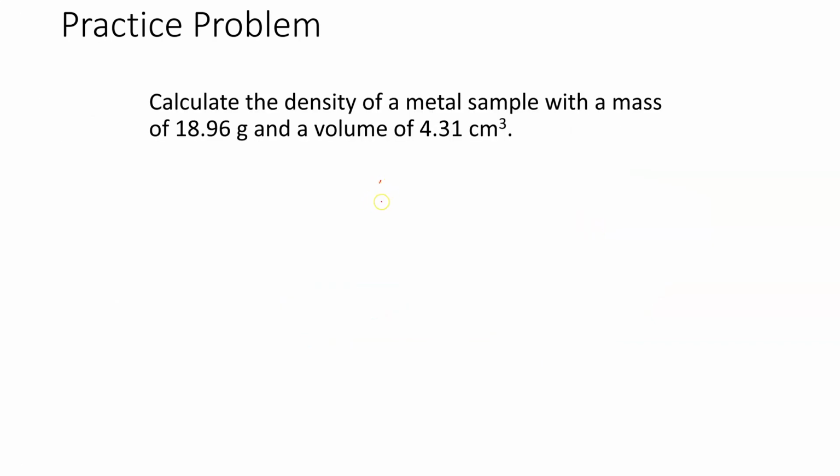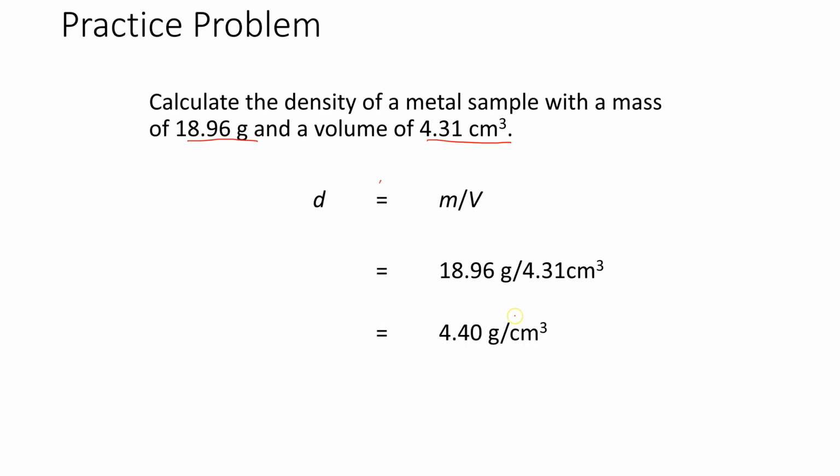Calculate the density of a metal sample with a mass of 8.96 grams and a volume of 4.31 cubic centimeters. So what do you need to do first? Write the formula: D equals M over V. What is our mass? 8.96. What is our volume? 4.31 cubic centimeters. So I just have to divide those two: 8.96 divided by 4.31. The units turn into just grams per cubic centimeter. That's the unit for density, so please don't try to cancel them or change them to something else. Just put this over this, and you're done.